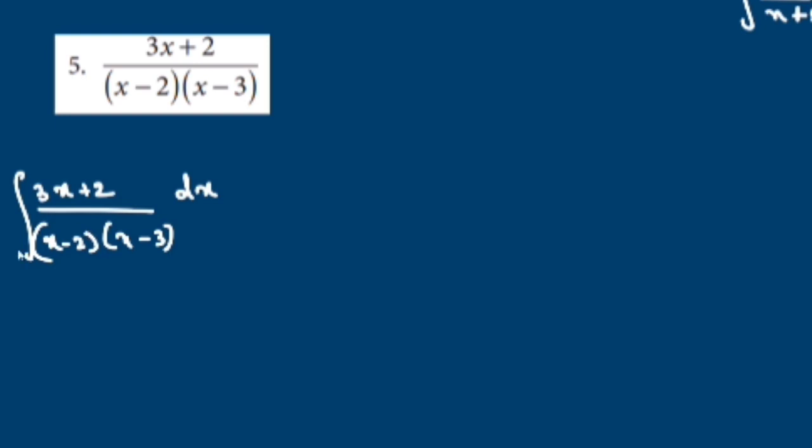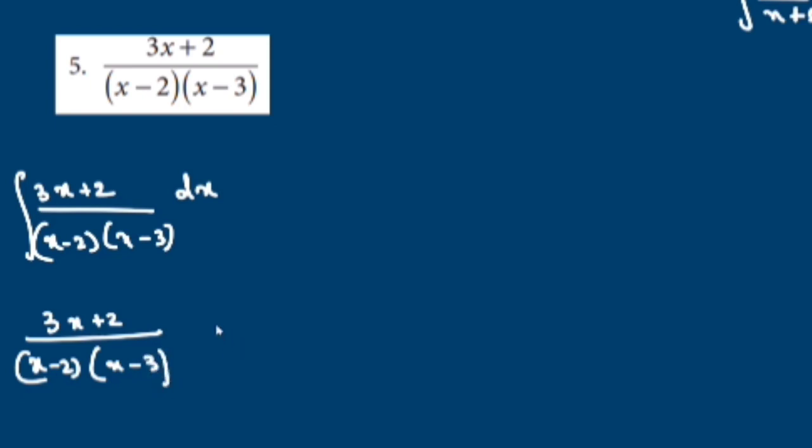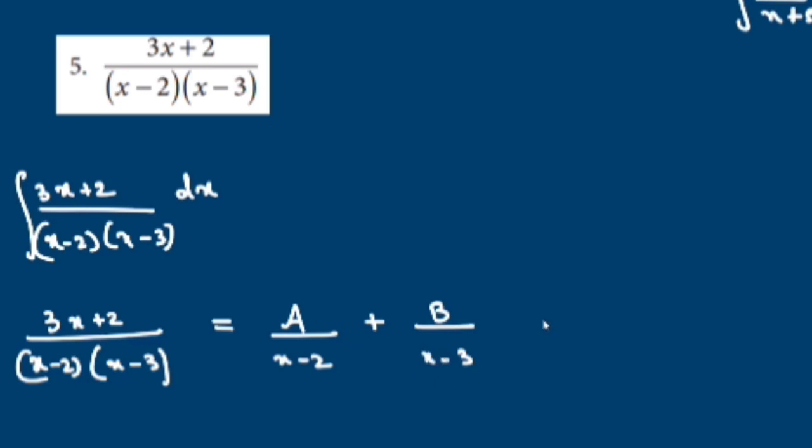You have to split this into two fractions. That is called splitting into partial fractions. So you have learned even this last year. 3x plus 2 divided by x minus 2 into x minus 3. You cannot divide here. So the first one is a by x minus 2. This is called splitting into partial fractions. Plus b by x minus 3. So this method is the partial fraction method. So a by x minus 2 plus b by x minus 3. We have to find a and b.